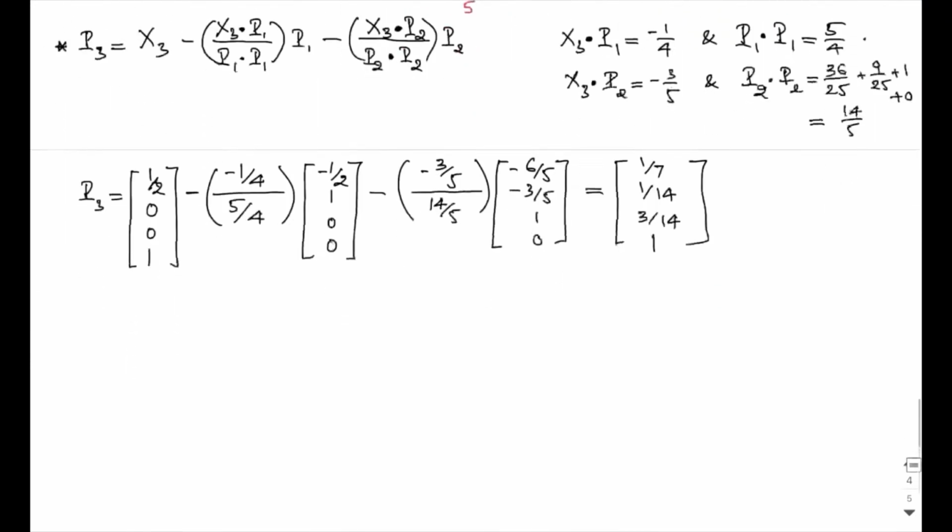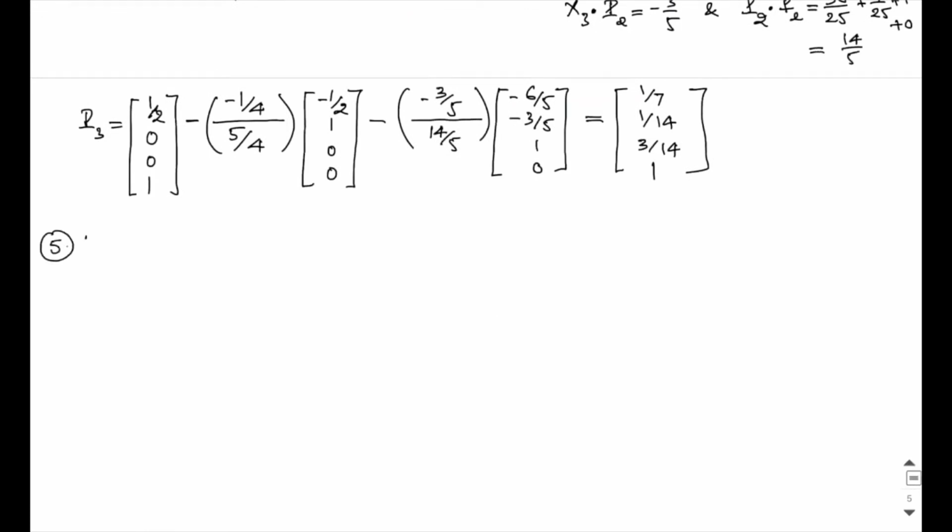All right, so last step, normalize. Now, if the question only asks you to find an orthogonal basis, then you don't have to go to the 5th step. You don't have to normalize. But if the question asks you to find an orthonormal basis, then the 5th step is necessary.